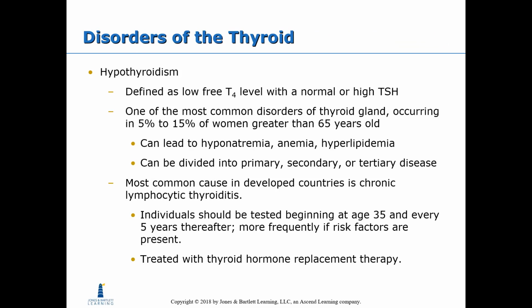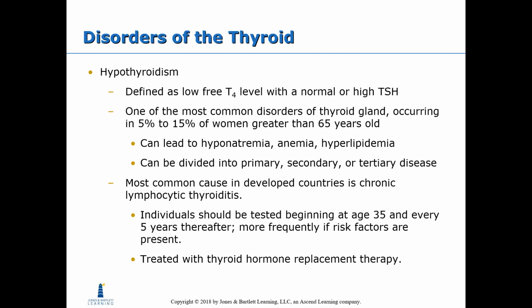Hypothyroidism is defined as low free T4 levels with a normal or high TSH. It is one of the most common disorders of the thyroid gland, occurring in 5 to 15% of women greater than 65 years old. It can lead to hyponatremia. Hypo means less. Na is the element symbol for sodium, so we're talking a decreased amount of sodium. Anemia and hyperlipidemia. So anemia is low hemoglobin or low oxygen carrying capacity of the blood. Hyperlipidemia is talking about too much fat in the blood.